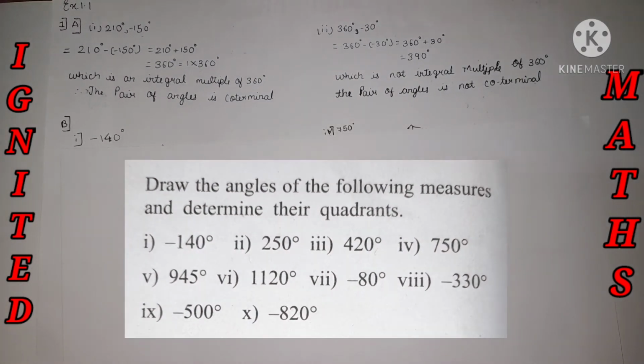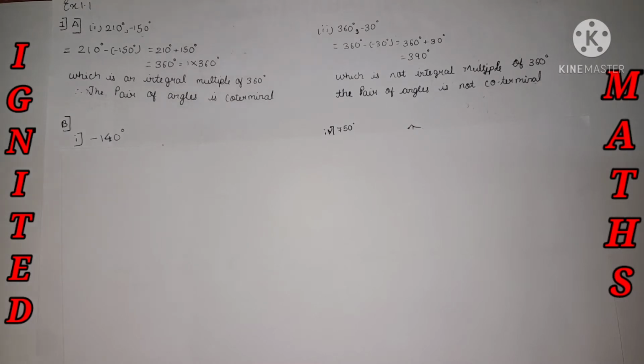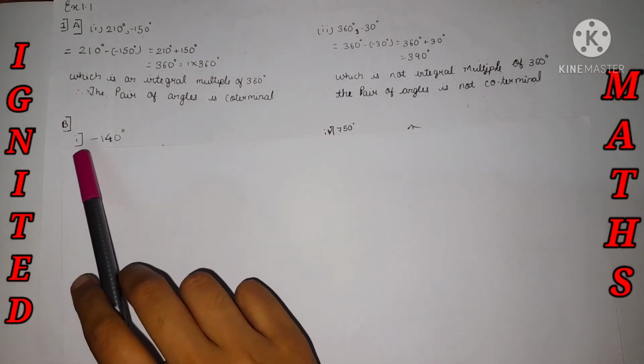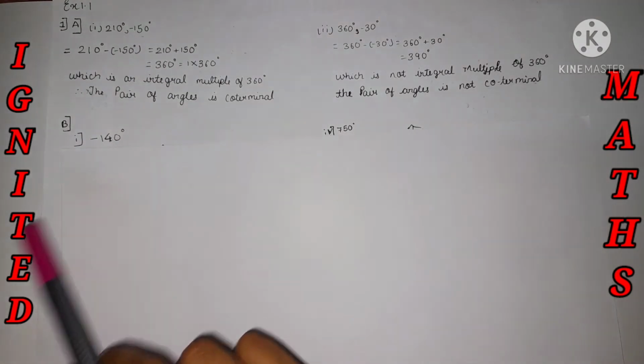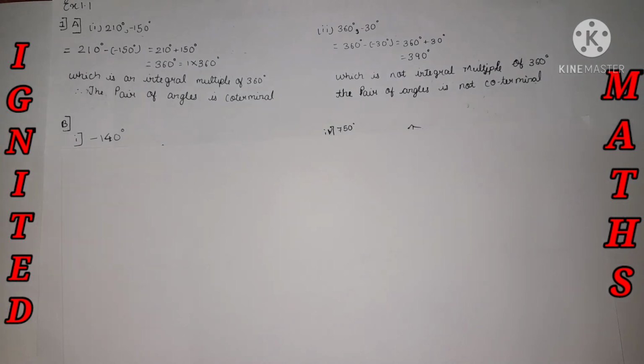The next sub-question says: draw the angles of the following measures and determine their quadrant. There are different types of angles given, a total of 10 different angles. We need to mention in which quadrant each angle lies. For example, the question is given as minus 140 degree. In which quadrant does this minus 140 lie? This is what the question says.